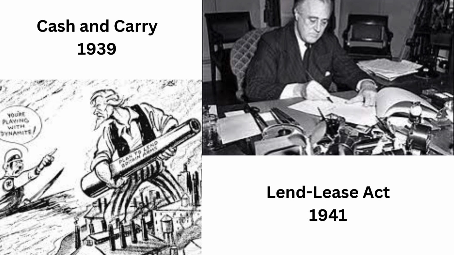Roosevelt famously explained the policy as akin to, quote, lending your neighbor a garden hose when their house is on fire, end quote, symbolizing America's indirect but crucial role in supporting the Allies further. By late 1941, America's commitment to aiding the Allies had grown increasingly visible.